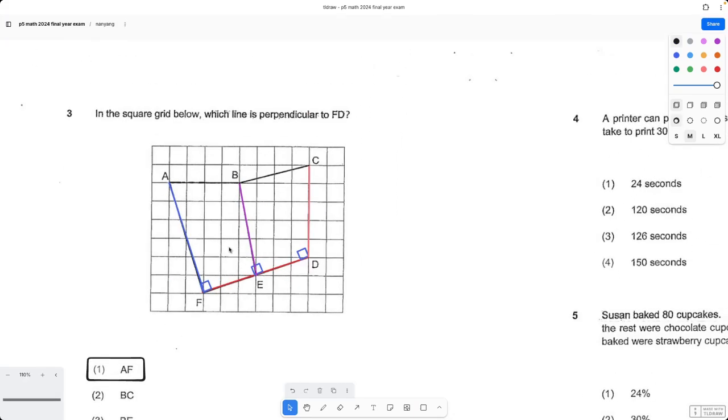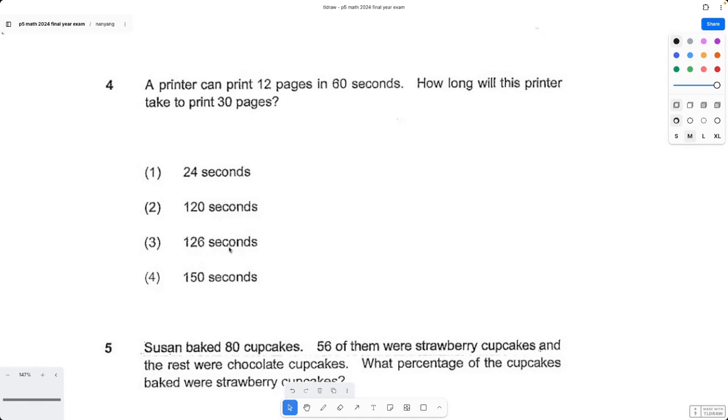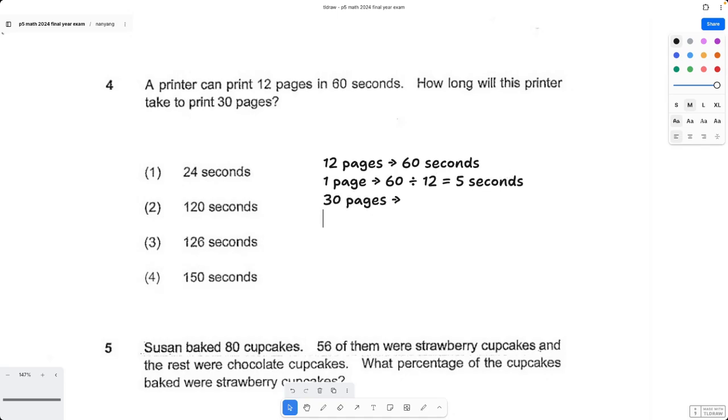Alrighty, let's move on to the next question. Question number 4. It says here, a printer can print 12 pages in 60 seconds. How long will this printer take to print 30 pages? We know 12 pages are done in 60 seconds. So one page is equal to 60 divided by 12, equal to 5 seconds. And then 30 pages is equal to 30 times 5, and this will give 150 seconds. There you go. So the answer to this is option number 4 over here.